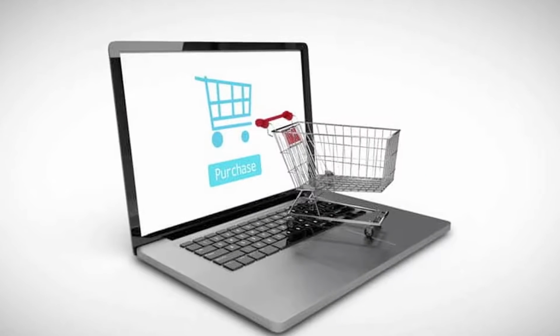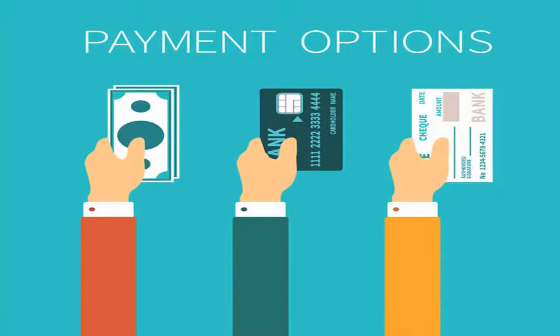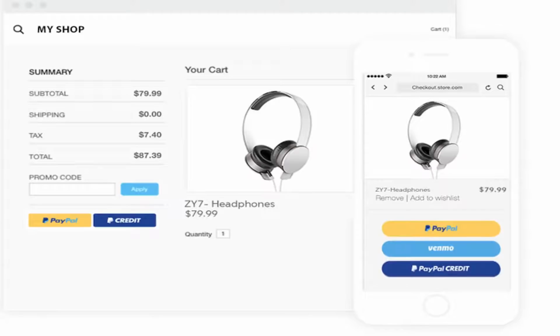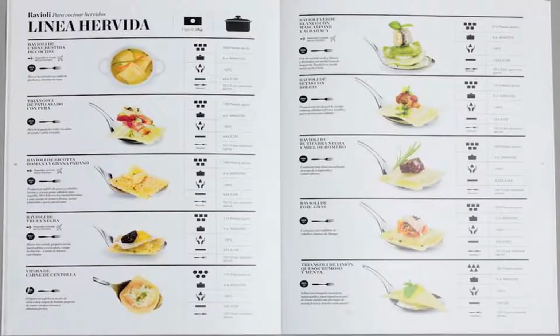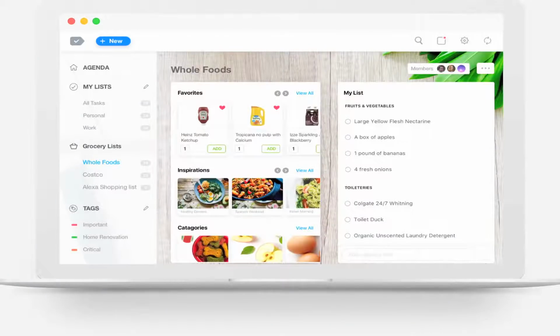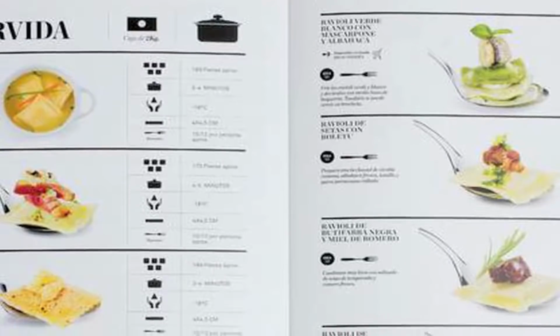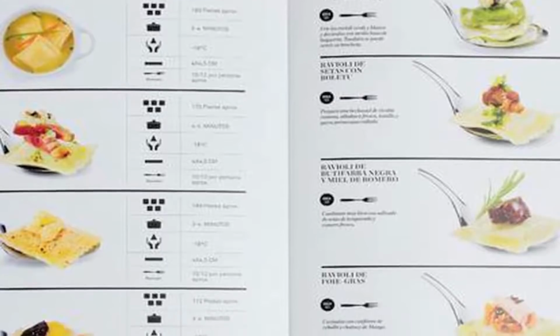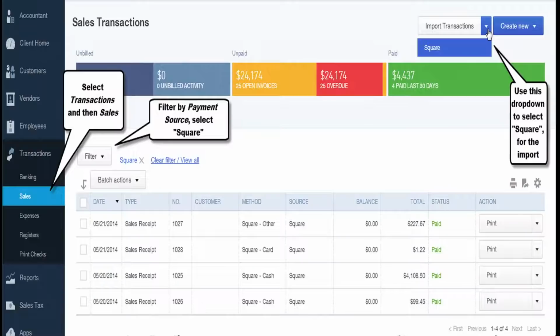Shopping carts. Shopping cart software monitors what the user selects to buy from the website before proceeding to the checkout. An online shopping cart consists of three parts: product catalog, shopping list and checkout system. The product catalog consists of all the information needed to present any product to the customer and to complete a sales transaction online.